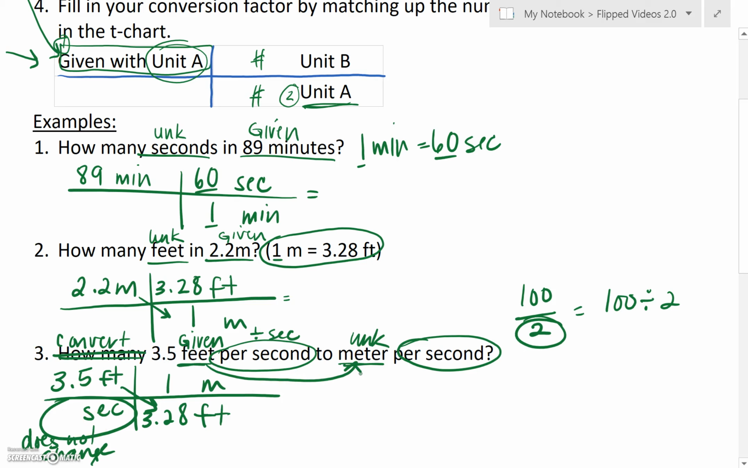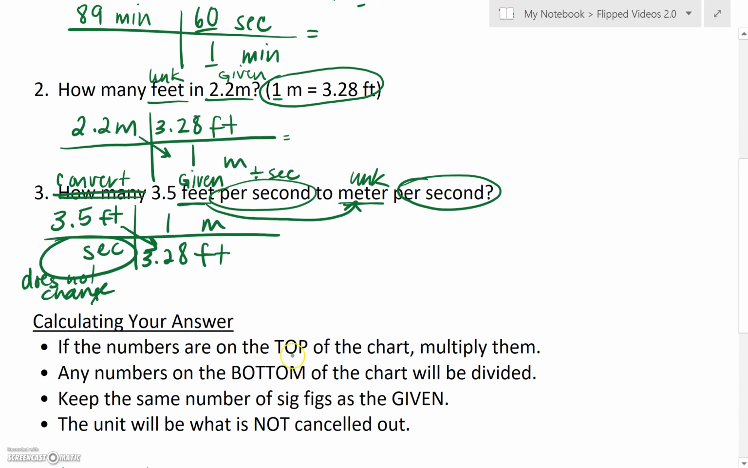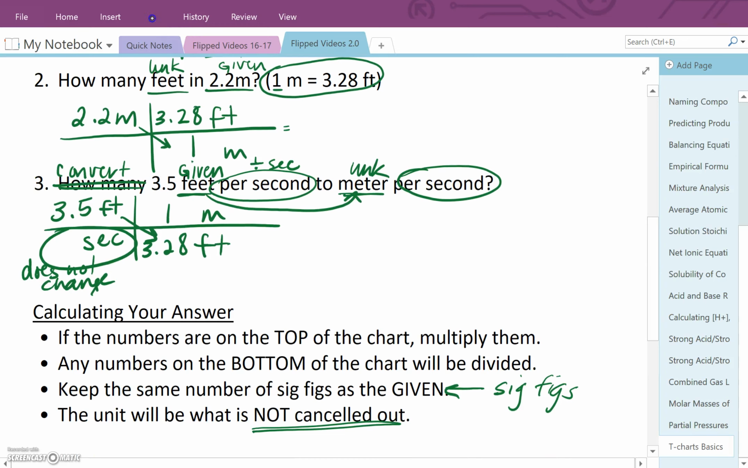So now that we have all of that, let's go ahead and try doing some calculations. How to calculate? If the numbers are on top of the T-chart, we're going to multiply them. If the numbers are on the bottom, that will be what we divide, which is what I just talked about with the seconds. Keep the same number of sig figs as the given, so I am going to review sig figs right here. And then the unit is what is not canceled out. I'm going to show you what I mean by that. I'm going to switch colors here so that we can show you what I'm talking about with the cancel out.